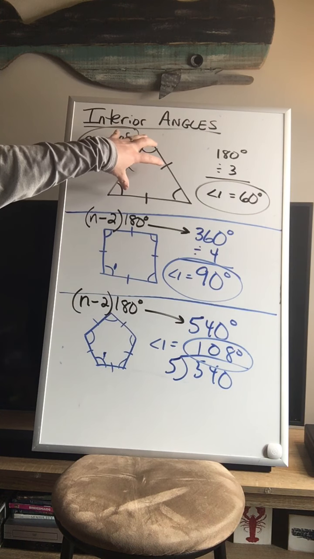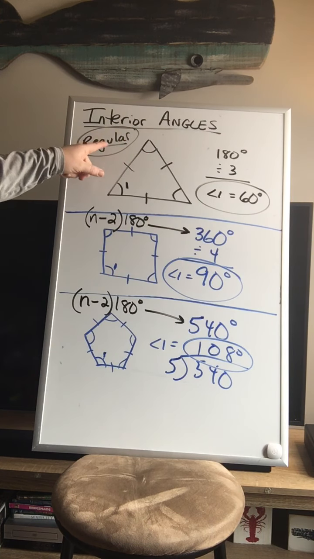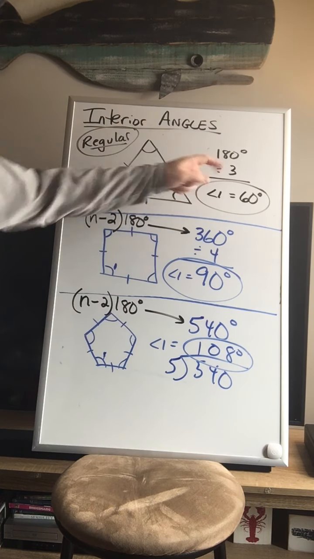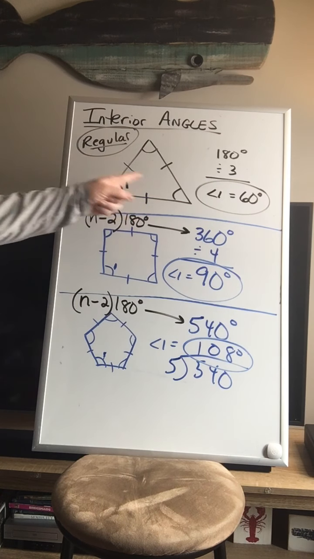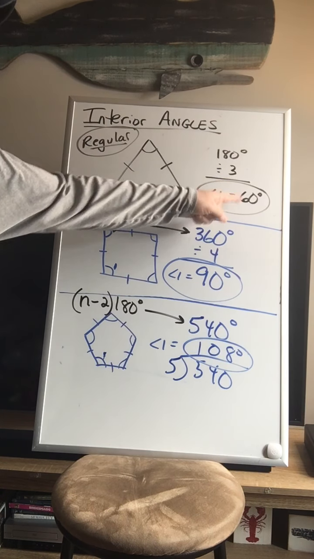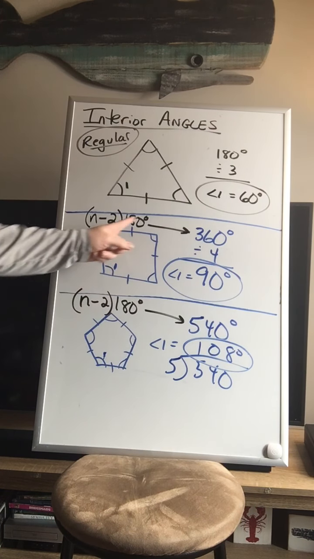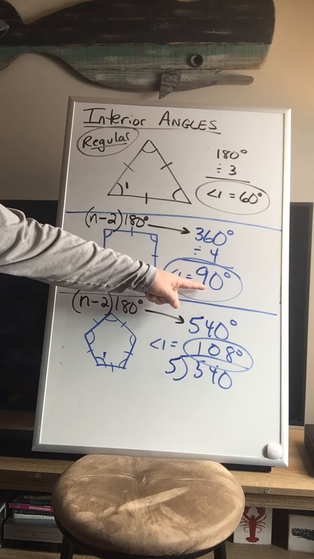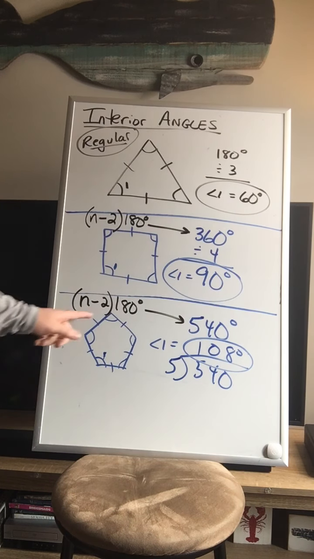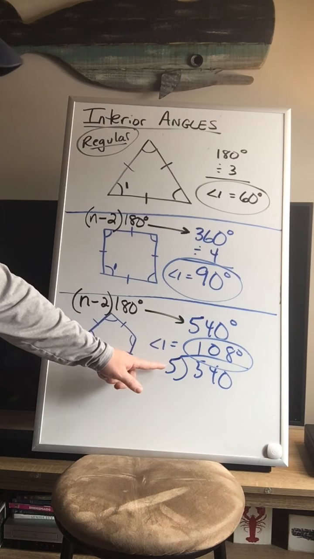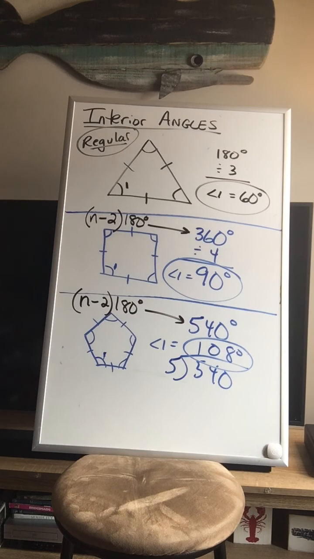Then, if you know that all the angles are the same, it's a regular polygon, all the angles are the same measure, then if you wanted to get one angle, all you have to do is divide by how many angles there are. So for a regular triangle, 180 divided by 3, each angle is 60 degrees. For a regular quadrilateral, which would be a square, divide by 4, each angle is 90 degrees. For a regular pentagon, 540 total degrees, divide by 5, one angle would be 108 degrees. Okay? So this is just looking at the interior angles of polygons.